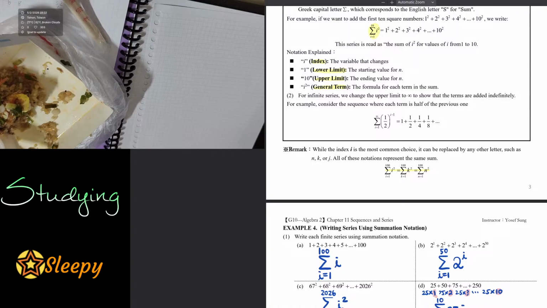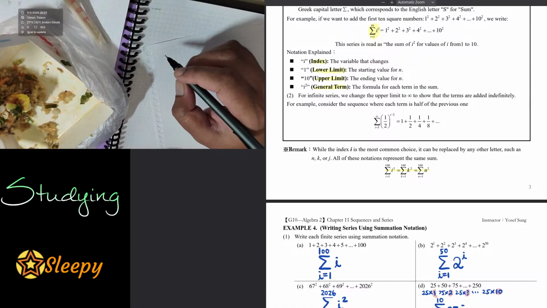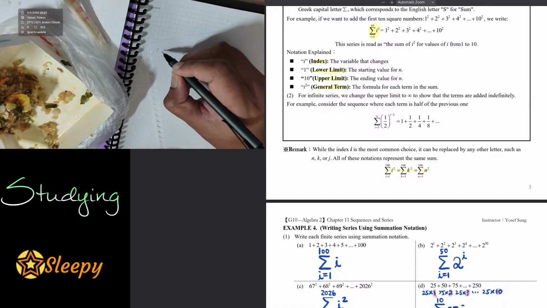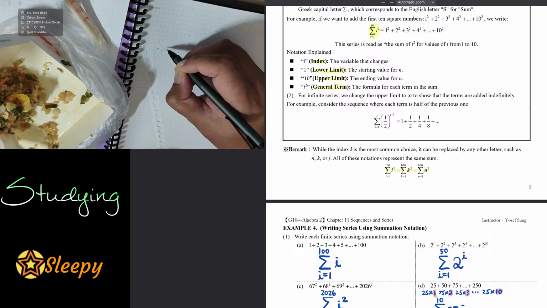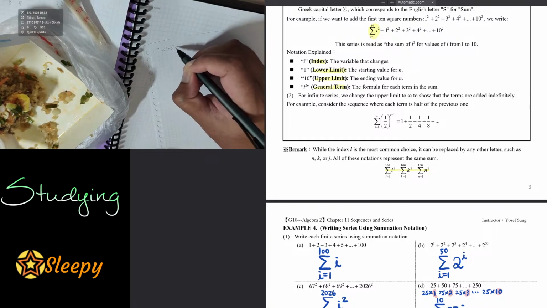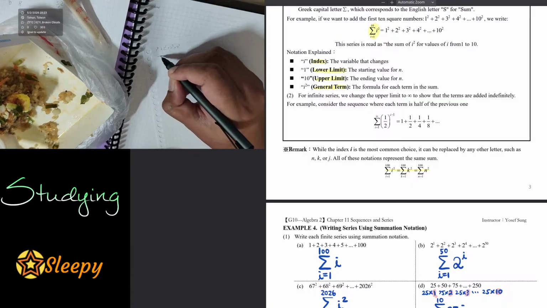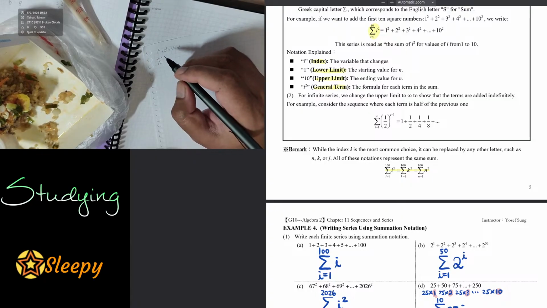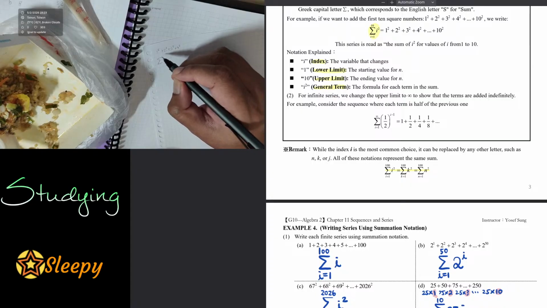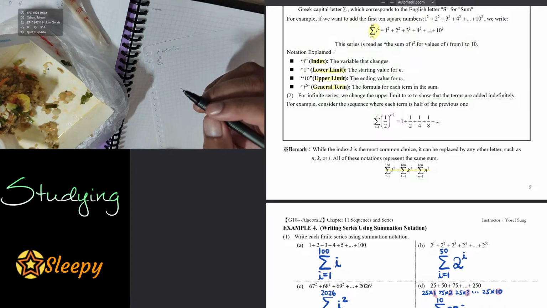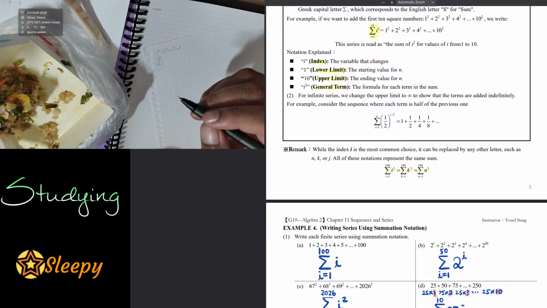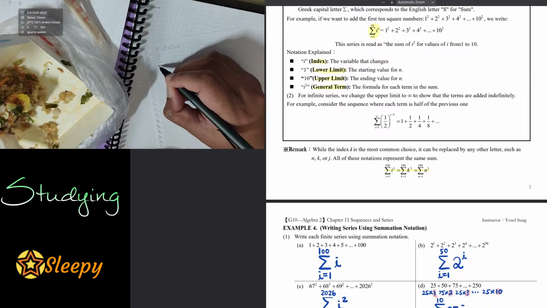So let's check the example. So if you have 1 squared plus 2 squared plus 3 squared plus 4 squared, etc., etc. Ah, okay, so you write a sigma, then 10, then i is 1, and then i squared.